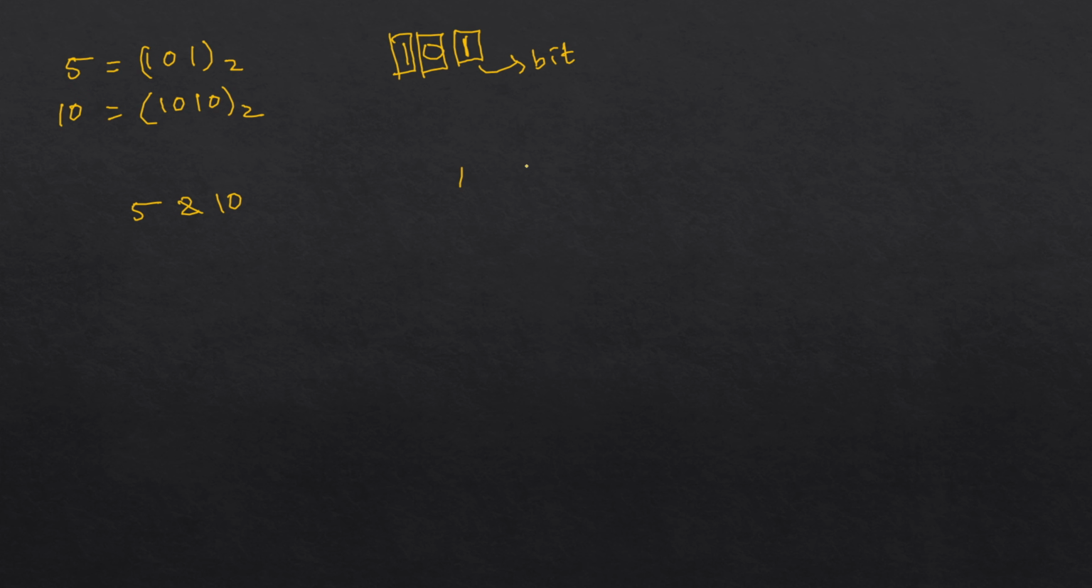5 means 101, and 10 means 1010. Okay, so we can put 0 over here. So now if I do bitwise AND, then 0 and 1, this bit is going to perform the AND operation.